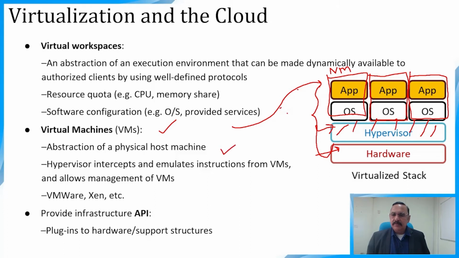Now, here you can see that to support 3 different abstractions of physical machines, it requires something called a hypervisor. So, the hypervisor intercepts and emulates the instructions coming from these virtual machines. For example, there are 3 different abstractions: this is one, this is the second one, and this is the third one. They are intercepted by the hypervisor, which then allows the management of these virtual machines, sharing this particular hardware across these virtual machines.